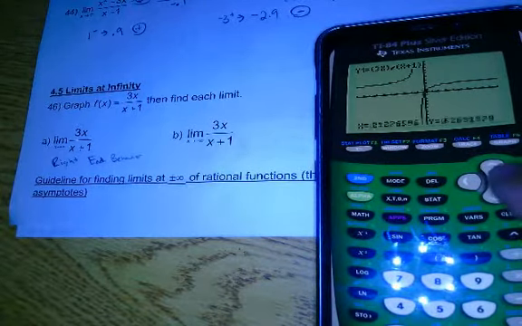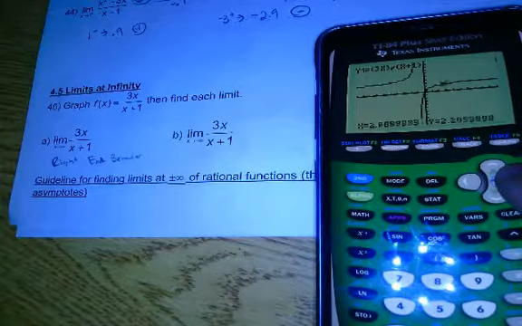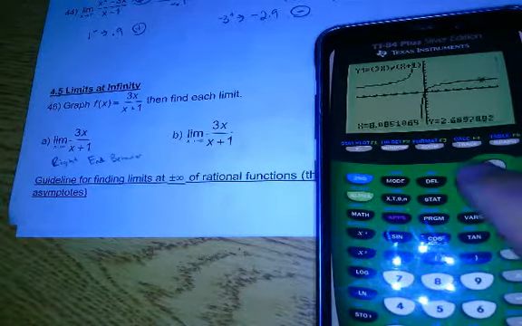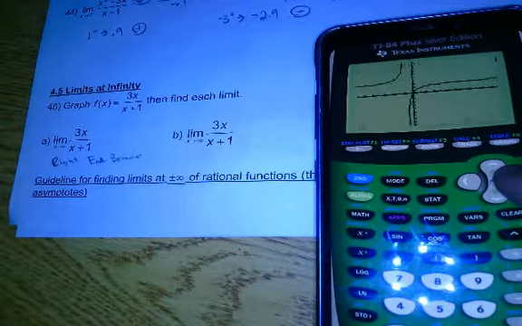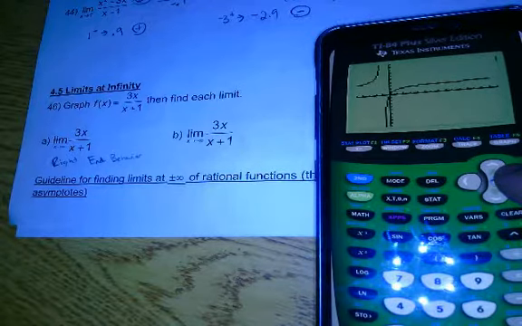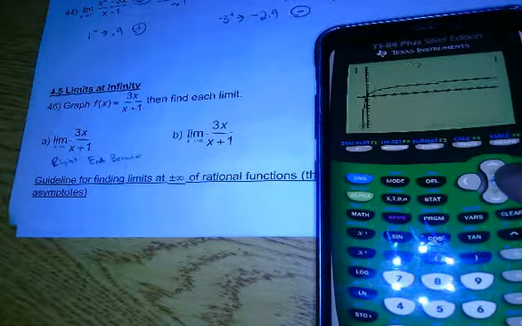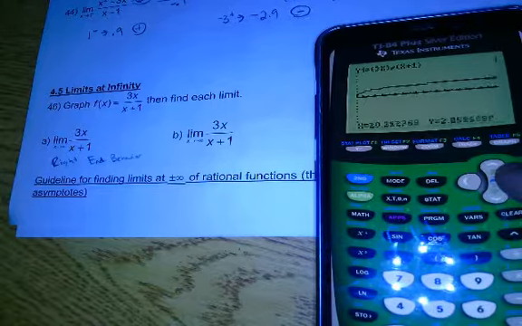So we're going to hit the trace button. Let's just keep going to the right and see what happens here. Getting closer and closer to what number? And I'm looking for y values, of course. Let's look at my y values. Getting closer. I can even move it over. Is it ever going to pass 3? Let's find out.